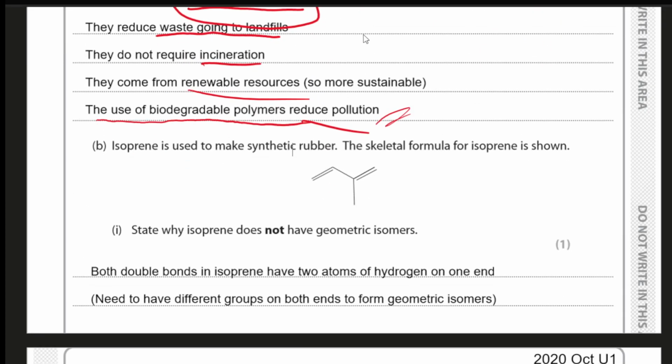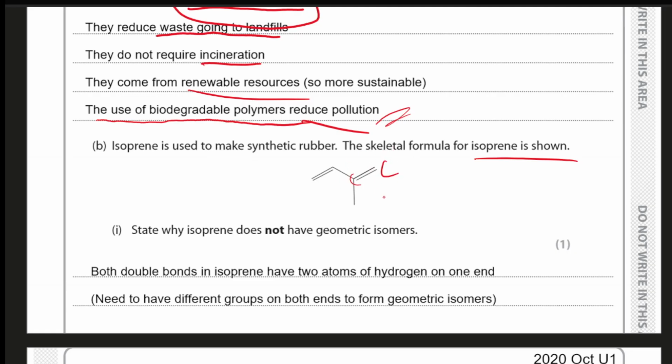Now isoprene is used to make synthetic rubber. The skeletal formula of isoprene is shown here, and state why isoprene does not have a geometric isomer. Now if you check out the double bonds here, both double bonds in isoprene have two atoms of hydrogen on one end. But a little while ago we told you, for geometric isomerism to happen, we require two different groups attached to the carbons present in the double bond.